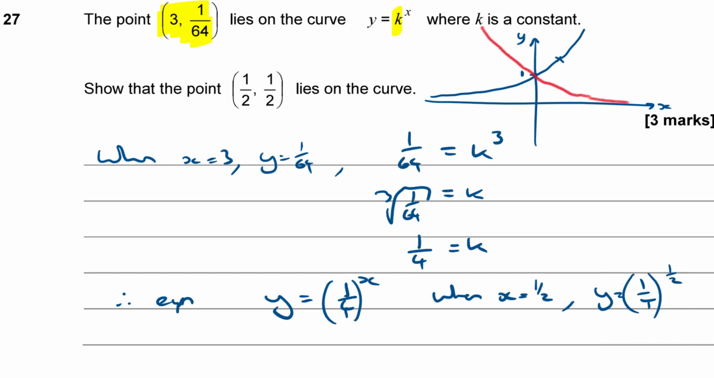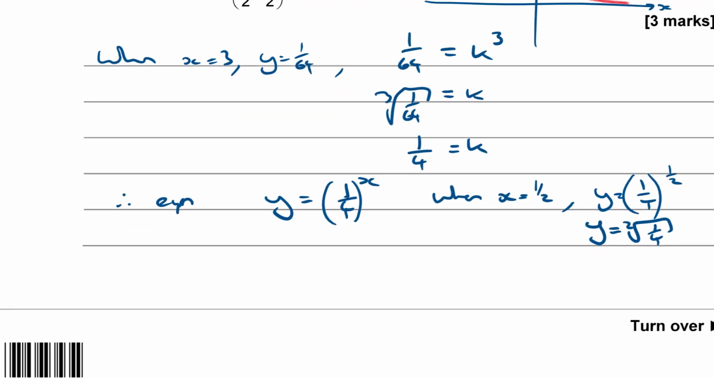If you raise something to the power of 1/2, that's the same thing as finding the square root, isn't it? Raising to the power of 1/2 is finding the square root. So y is going to be the square root of 1/4, and the square root of 1/4 is 1/2. So y is equal to 1/2. So therefore the point (1/2, 1/2) lies on the line.